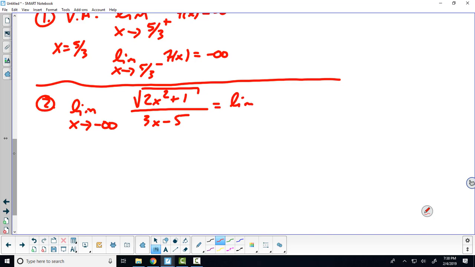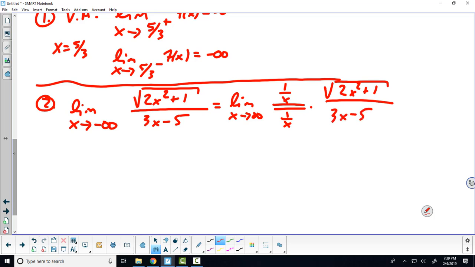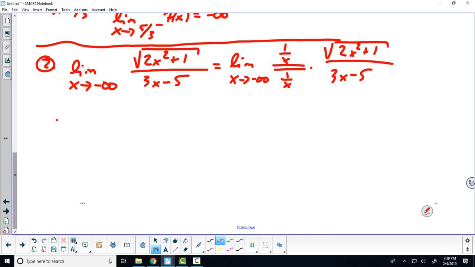This is equal to the limit as x approaches infinity of 1 over x divided by 1 over x times the square root of 2x squared plus 1 over 3x minus 5. Oops, I lost my direction of approach there. We're approaching negative infinity, and that makes all the difference in this problem. As I let x approach negative infinity, I'm multiplying the numerator and denominator by 1 over x. So let's distribute here.